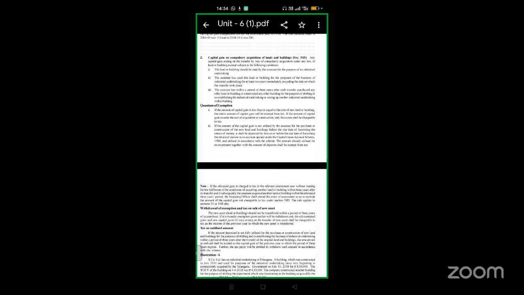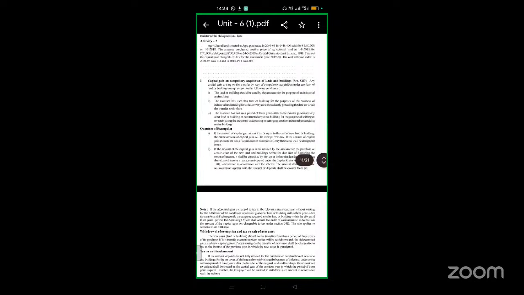So compulsory acquisition of land and building means you are not selling of your own will, but as per the law or the requirement of the government, you have to sell your land or give it back to the government. In that case, whatever gain you get, if you reinvest it in the purchase of any other new land and building, you'll get an exemption.